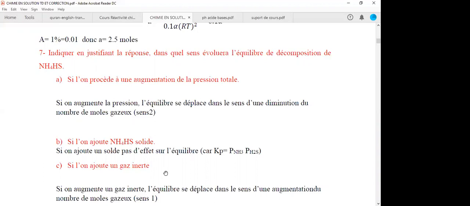So if we add the NH4+, does this solid participate in finding the value for Kp? No, this solid does not participate. So whether we add this one, it will not influence the equilibrium. The equilibrium can only be influenced if Kp has been influenced. So this one does not influence Kp because it is a solid.